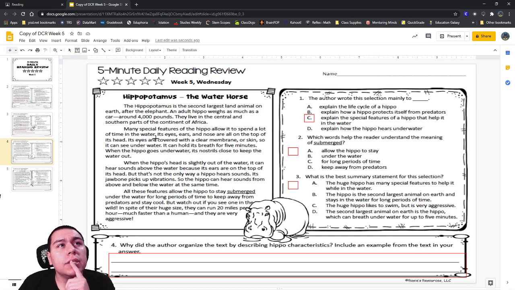Okay. So they tell us about its eyes, ears, and nose all being on top of its head. That's a feature. And how does the eyes, the ears, and the nose, how does it help it? What do they tell us about? How does that help it in the water? Okay. It can see underwater. How is it able to see? What's a feature about its eyes that lets it see underwater?